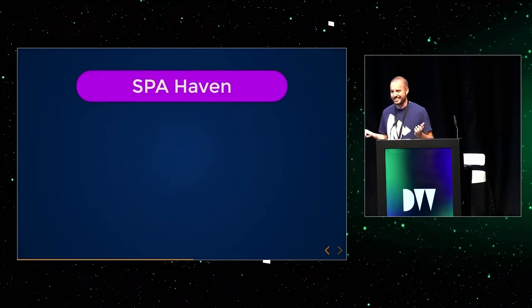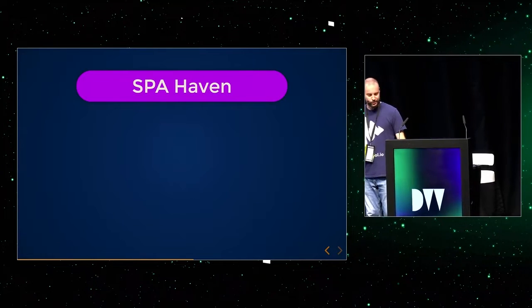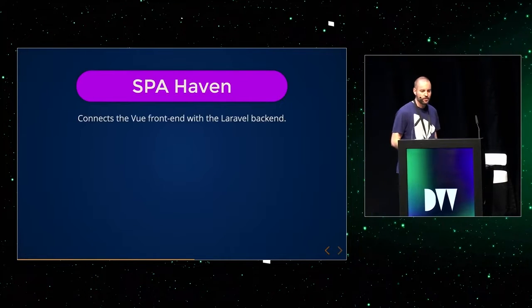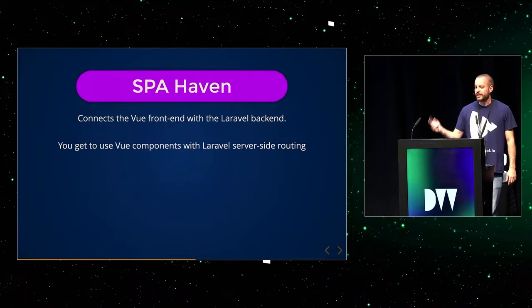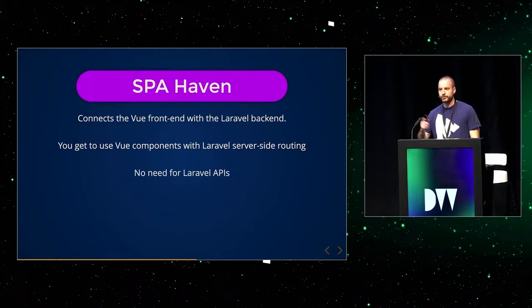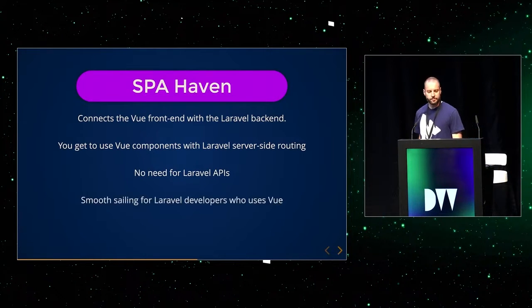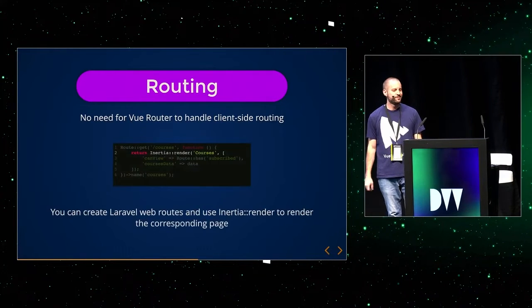We're feeling pretty good. We've got an SPA, and yet we're still doing Laravel like we're used to doing Laravel. So we're connecting the Vue front end with the Laravel backend. You get to use Vue components with Laravel server-side routing. There's no need to set up a REST API. You just use your controller methods to send the data, and it's smooth sailing for Laravel developers who use Vue.